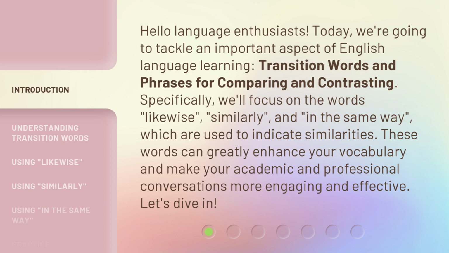Hello language enthusiasts. Today, we're going to tackle an important aspect of English language learning: transition words and phrases for comparing and contrasting. Specifically, we'll focus on the words likewise, similarly, and in the same way, which are used to indicate similarities. These words can greatly enhance your vocabulary and make your academic and professional conversations more engaging and effective. Let's dive in.